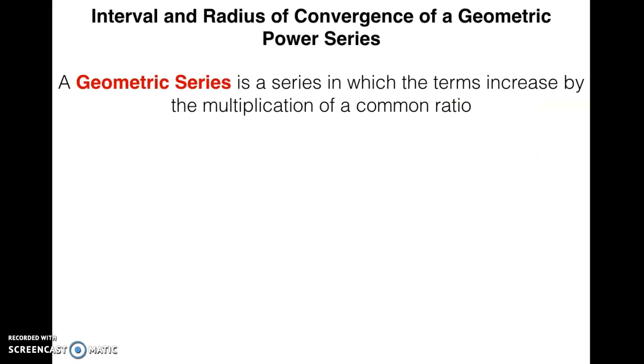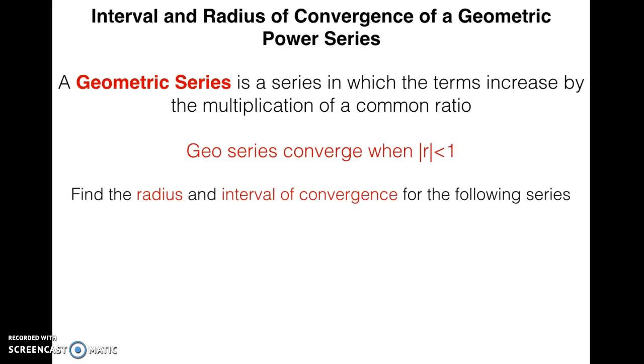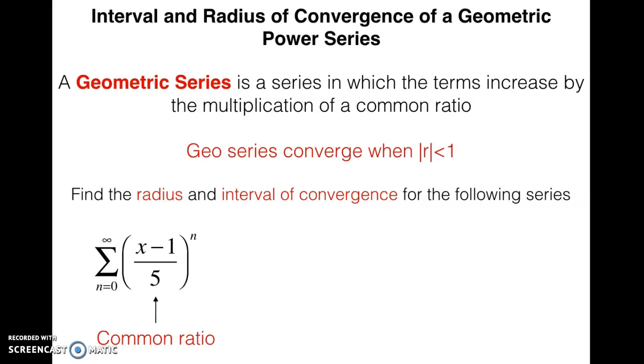A geometric series is a series in which the terms increase by the multiplication of a common ratio. We know that the geometric series converges when the absolute value of the common ratio is less than 1. To find the radius and interval of convergence when the series is geometric, first you must find the common ratio. In this case, the ratio is x minus 1, because we are multiplying each term by that base raised to the increasing power. So we need the absolute value of the common ratio to be less than 1.